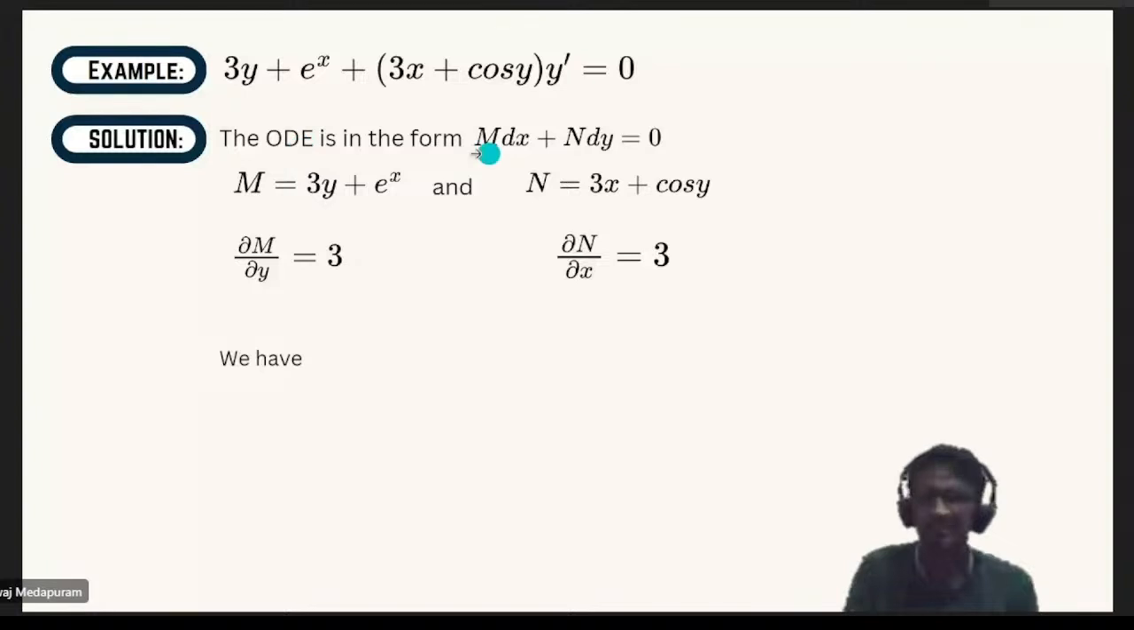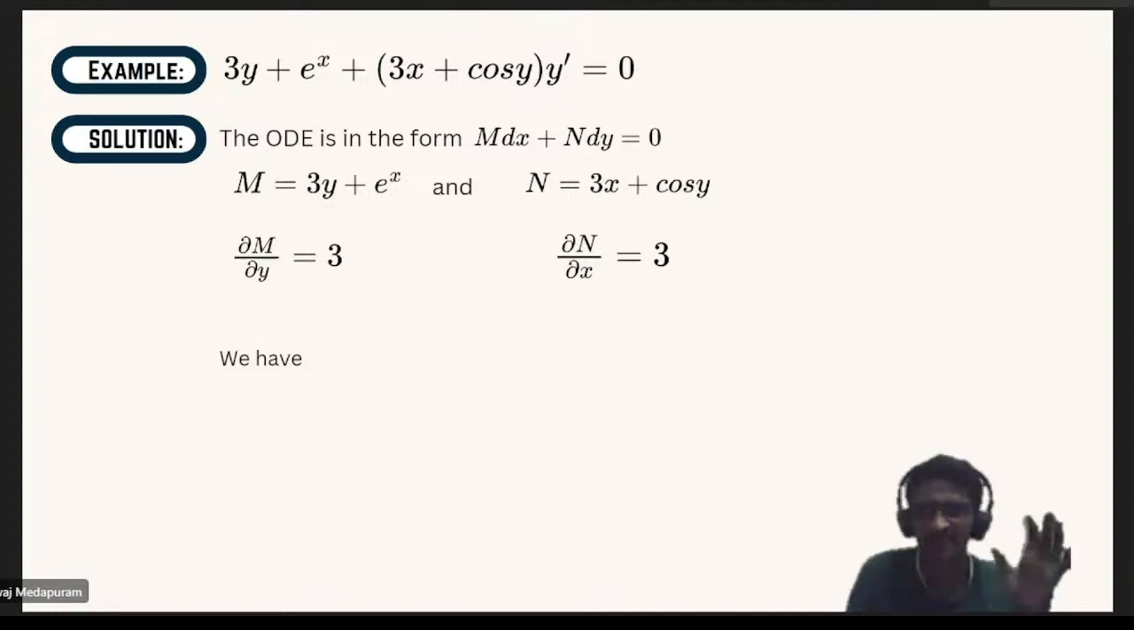Yeah, we have the differential equation of the form M dx plus N dy equal to 0. If you just multiply by dx on both sides, you will get into this form. By comparing, you have M is 3y plus e power x and N as 3x plus cos y. The first thing you can notice here is that the y derivative of M is 3 and the x derivative of N is also 3. You can see that these two are equal. Hence, you can say that this is an exact differential equation.